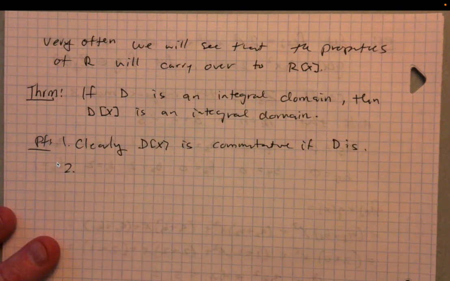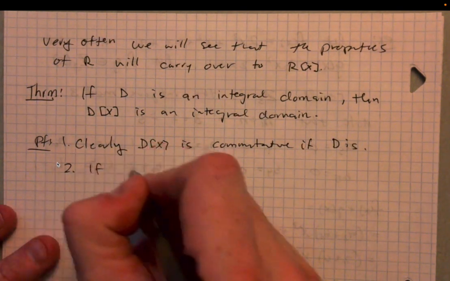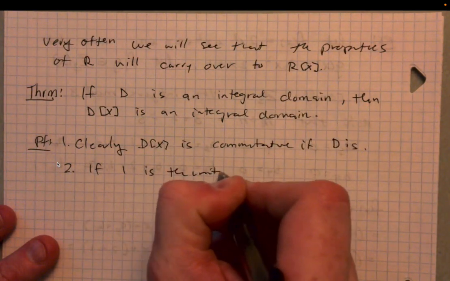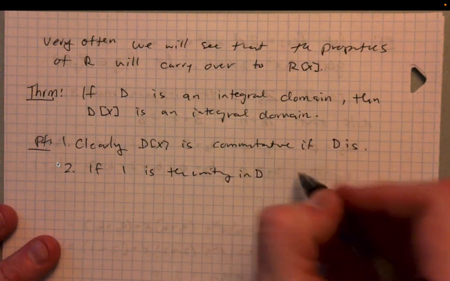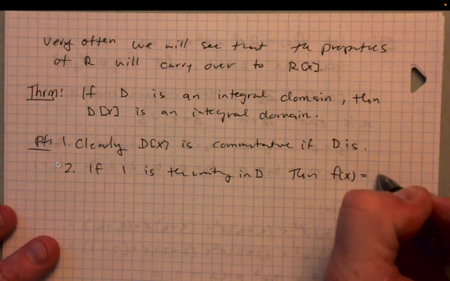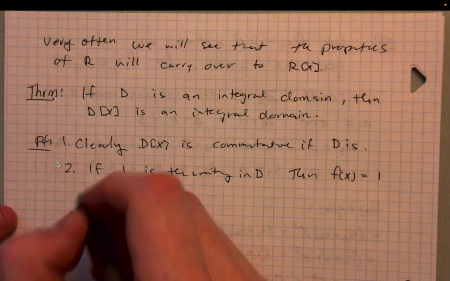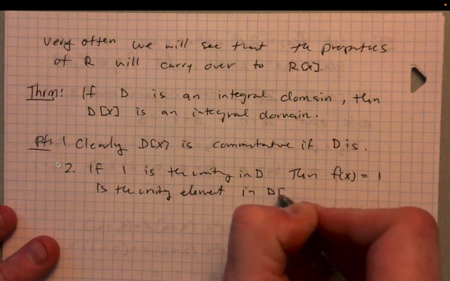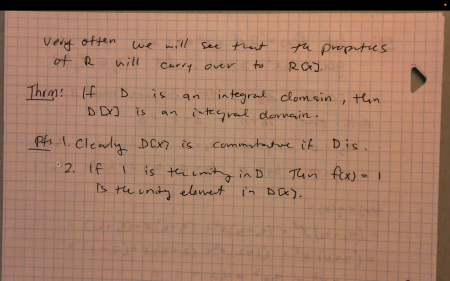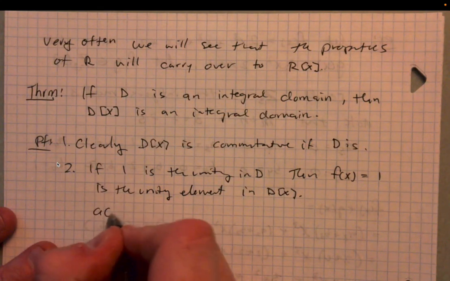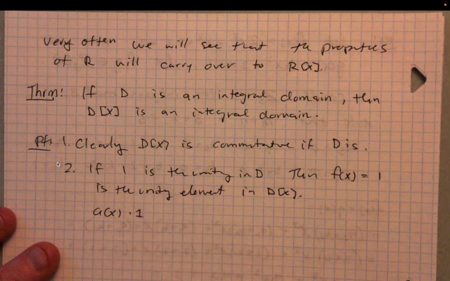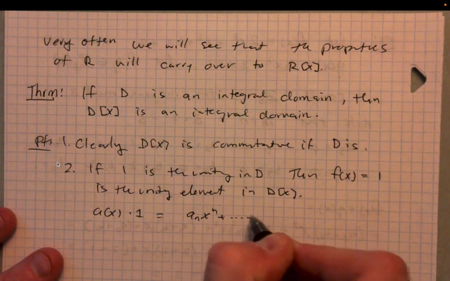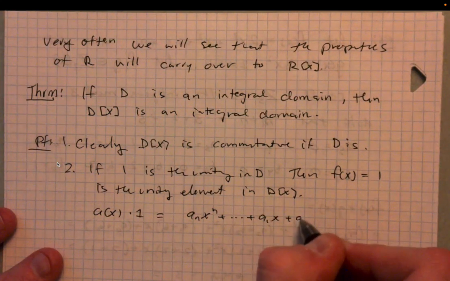Secondarily, the unity question. D is an integral domain, so it has unity. If 1 is the unity in D, then f(x) equal to 1 is the unity element in the polynomial ring, right? And this is super easy to see. If you take any polynomial and multiply it times the polynomial 1, then we know that that's just equal to a sub n x to the n plus dot dot dot plus a sub 1 x plus a sub 0.